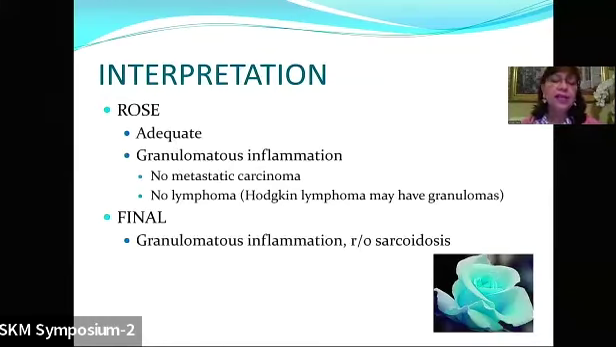So at the time of ROSE, rapid on-site evaluation, we told the clinicians it's adequate. We see granulomatous inflammation. We don't see metastatic carcinoma and do not see lymphoma in these lymph nodes. However, remember, Hodgkin lymphoma may have granuloma, so you want to look around to make sure you don't see any of those Reed-Sternberg cells. So once we said it was granulomatous inflammation, additional passes were sent for cultures, and we obtained a good cell block, and that was stained up. So the final diagnosis was granulomatous inflammation, rule out sarcoidosis.